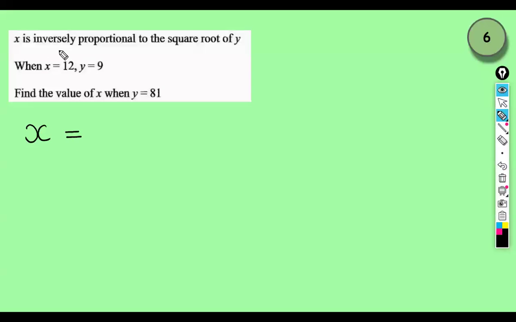X is inversely, right? Let's set you up here. Just one, guys. I just want to see one thing here.